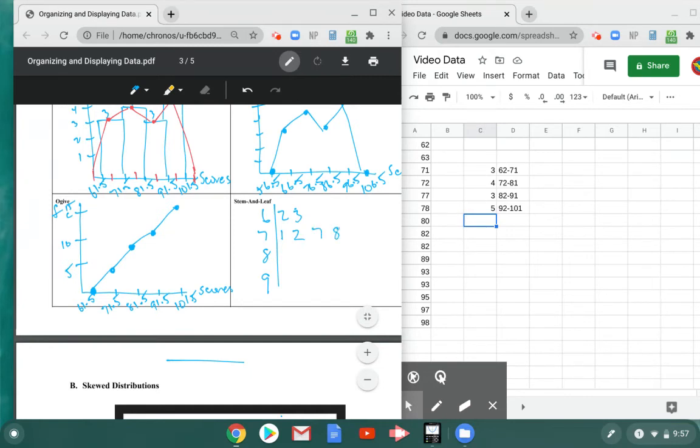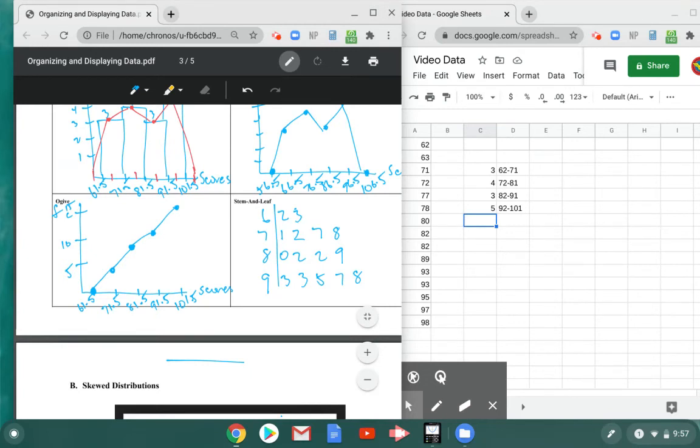For the 80s, I have a 0, two 2s and a 9. And then for the 90s, I've got two 3s, a 5, a 7, and an 8. Let's count. 1, 2, 3, 4, 5, 6, 7, 8, 9, 10, 11, 12, 13, 14, 15.